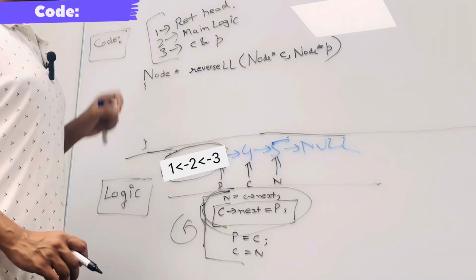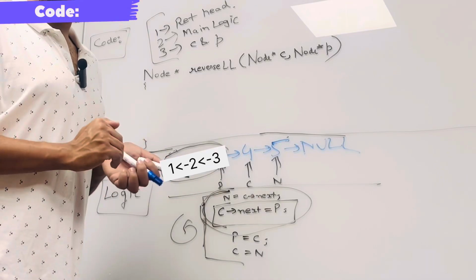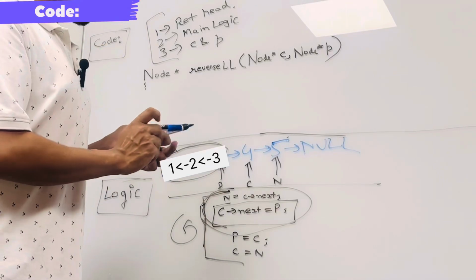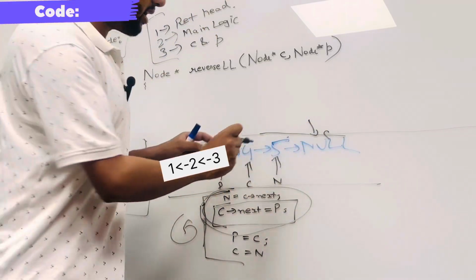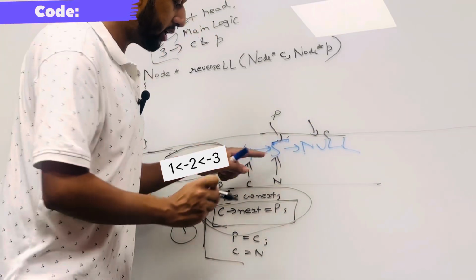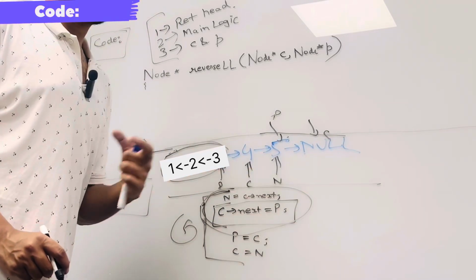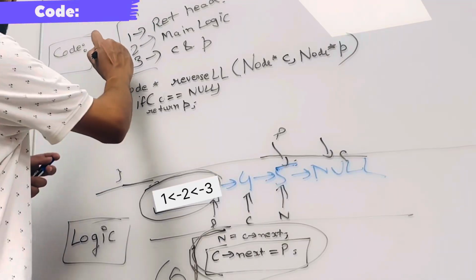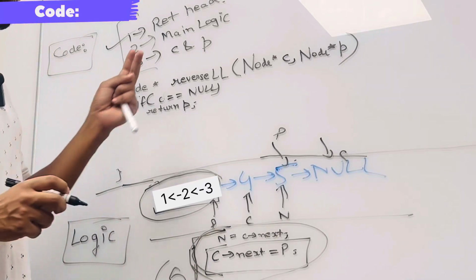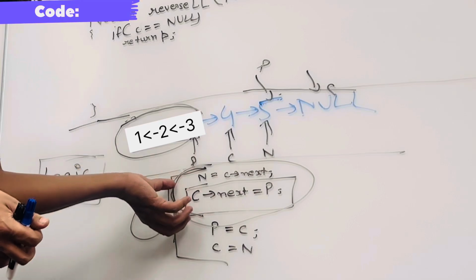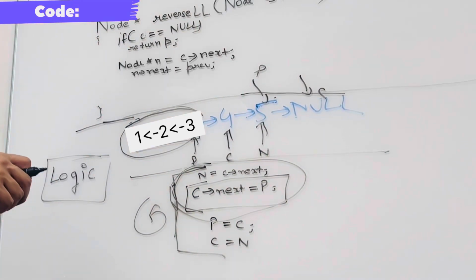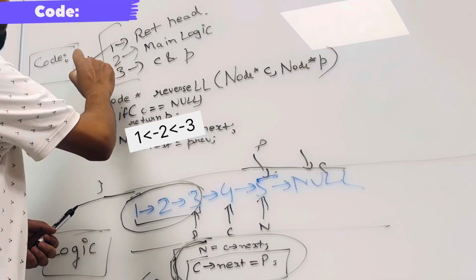Let's start with the first one. The only way to find the head of the reversed linked list is if our current has reached null and our previous is pointing to the last node. So this will become our base condition. So first step is done. What's the second step? Main logic. What was our main logic? This. We will just drag this logic from here and drop it here. So we are done with second step also.